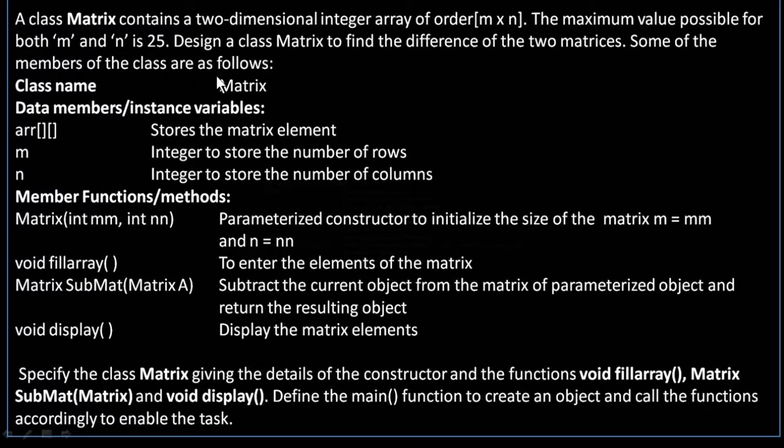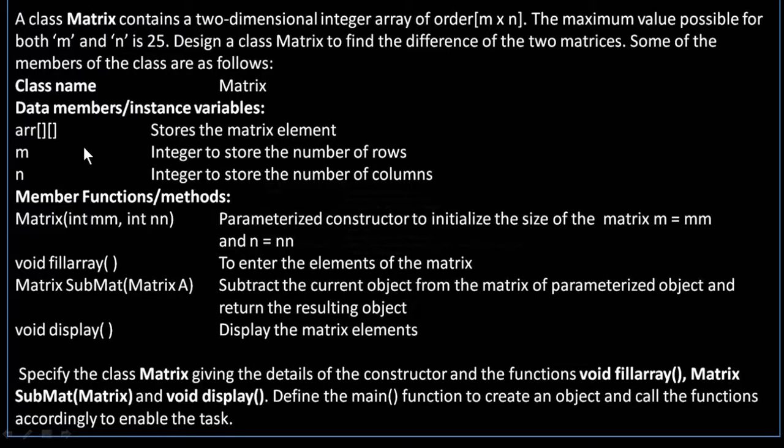Some of the members of the class are as follows. So you can see the detail is given here. The class name is matrix. Then you have three data members. First one is a double dimensional array, ARR, which stores the matrix elements. M, an integer to store the number of rows. N, an integer to store the number of columns.